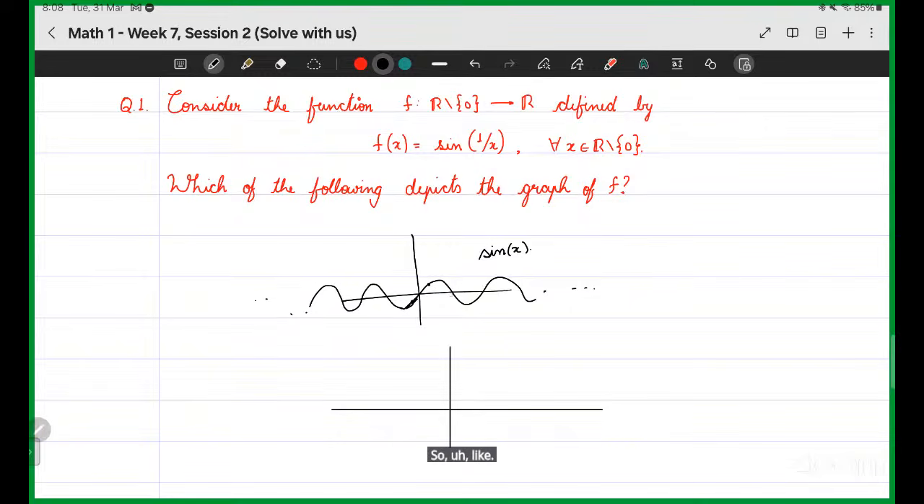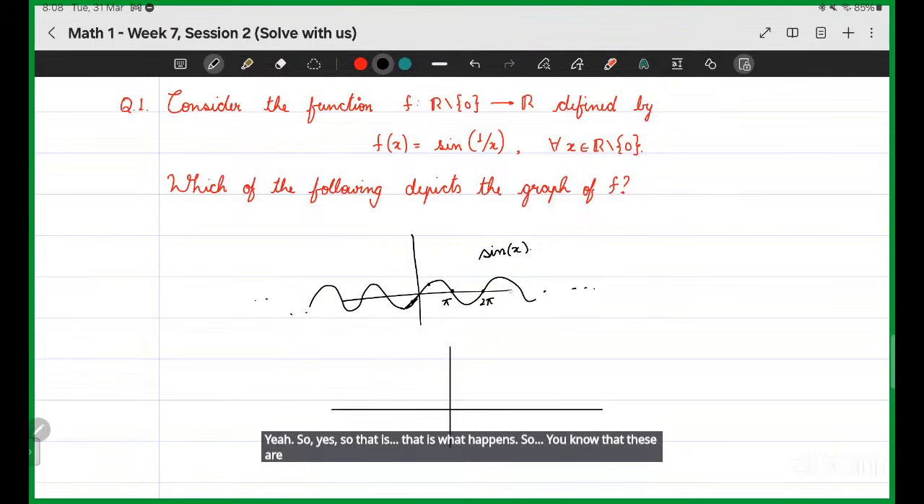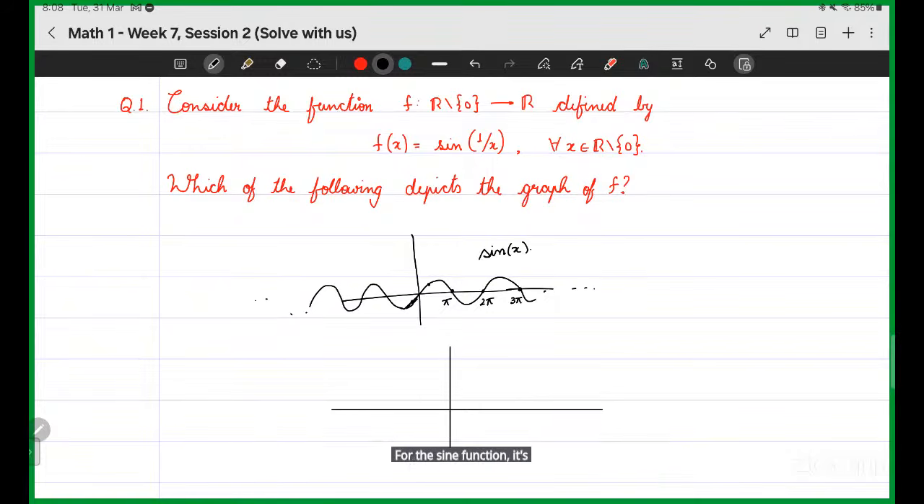Like sine 1 by x means the waves will be very small. I don't think the distance will be smaller, it's that they are close to each other. Yes, that is what happens. So you know that these are the points where the zeros happen, right? For the sine function, it's at pi, 2 pi, 3 pi, and so on. So what will be the points where sine of 1 by x will hit the x-axis? That would be 1 by n pi, where n is a natural number, or integers.